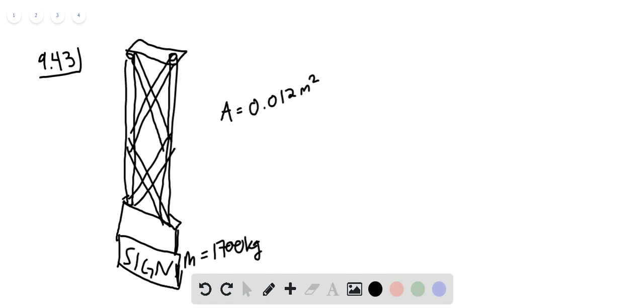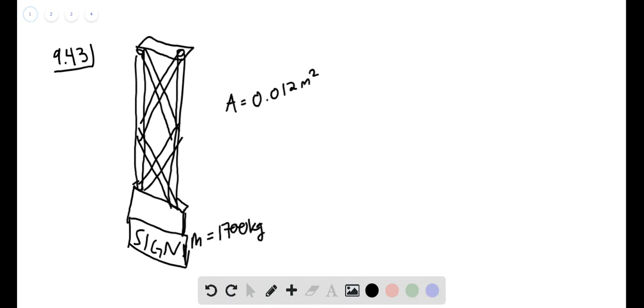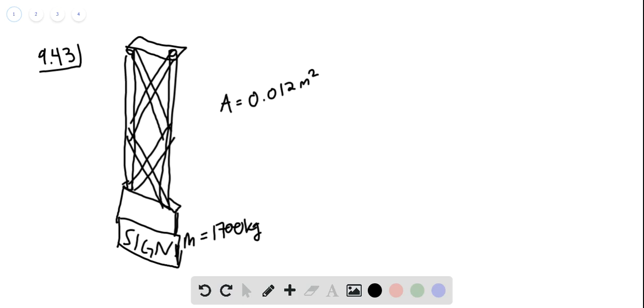So let's just get right into it here. This is a picture of my girder, you can imagine, with a sign hanging off of it. The girder itself, this rectangle area here, has an area of 0.012 meters squared, and the sign is hanging off it. It has a mass of 1,700 kilograms. Its weight would be determined by gravity, right? So mg is the weight.